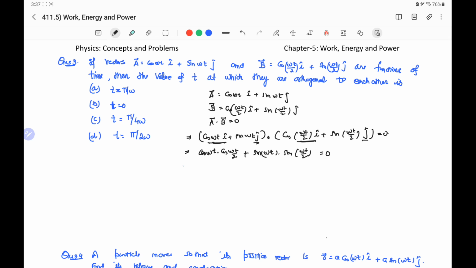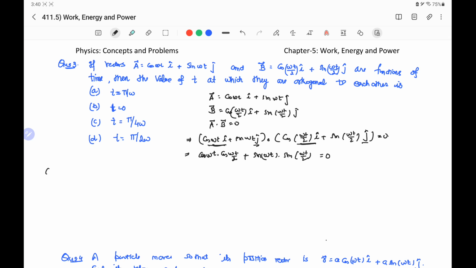Now we use the trigonometric relation cos A cos B plus sin A sin B equals cos(A minus B). Here in this equation, omega t is A and omega t by 2 is B. So applying the formula, we will have cos(omega t minus omega t by 2) equal to 0, and it is equal to, in terms of cos, pi by 2.